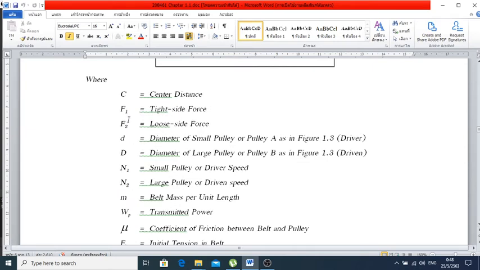Then what I put in there says C is the center distance. F1 is going to be the tight side, F2 is going to be the loose side, and D small is going to be the diameter of the small pulley, that's what we call the driving pulley.